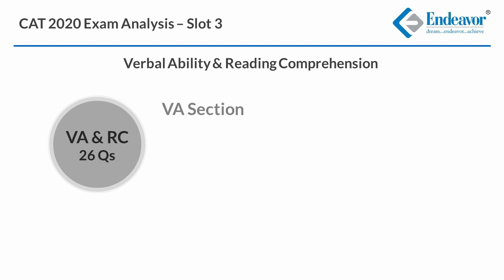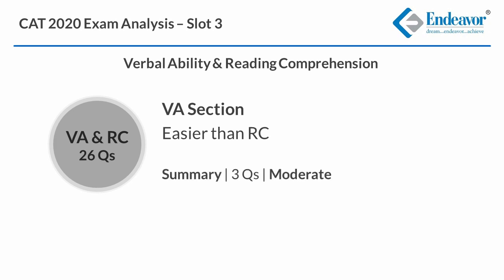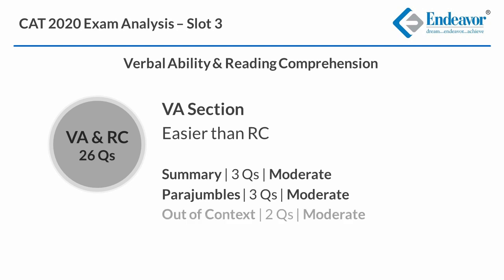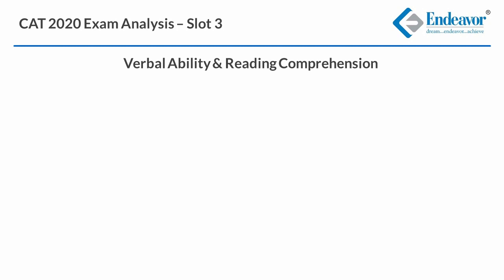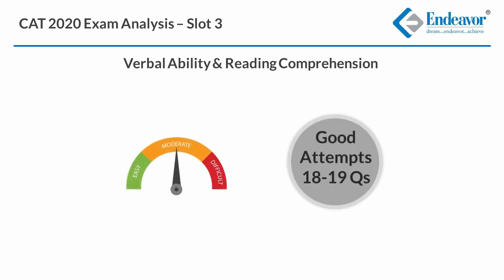The VA section turned out to be easier in comparison. It had 8 questions: 3 summary questions of less than 100 words each, 3 parajumbles of 4 sentences each, which could be termed moderate. Both summary and parajumbles can be termed moderate. Then 2 out of context questions with 5 sentences each, which can be termed moderate again. Overall, the VARC sectional can be termed moderate, and good attempts would be in the range of 18-19 questions.